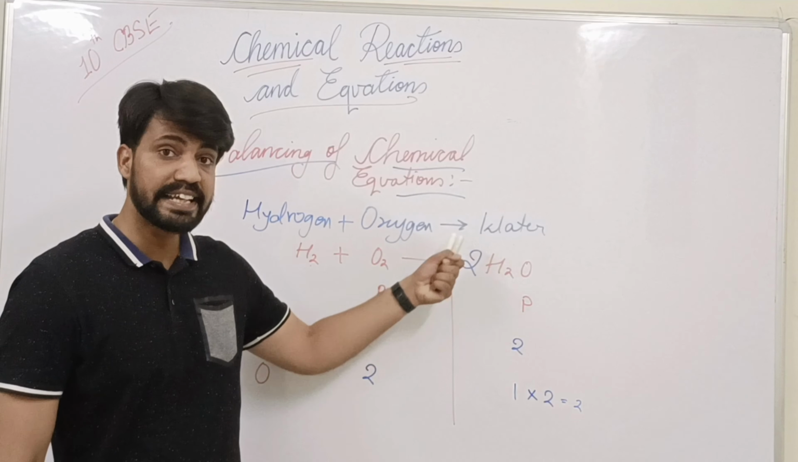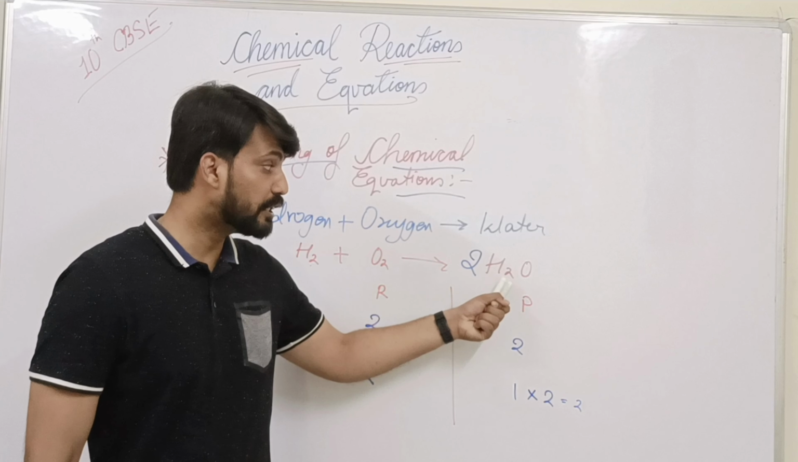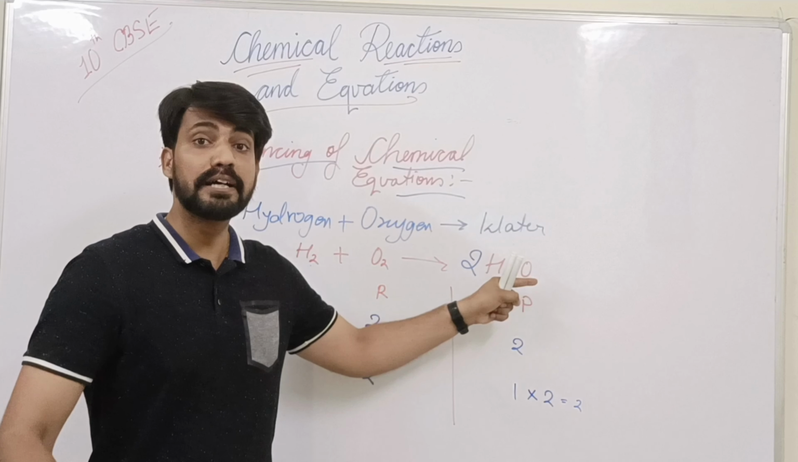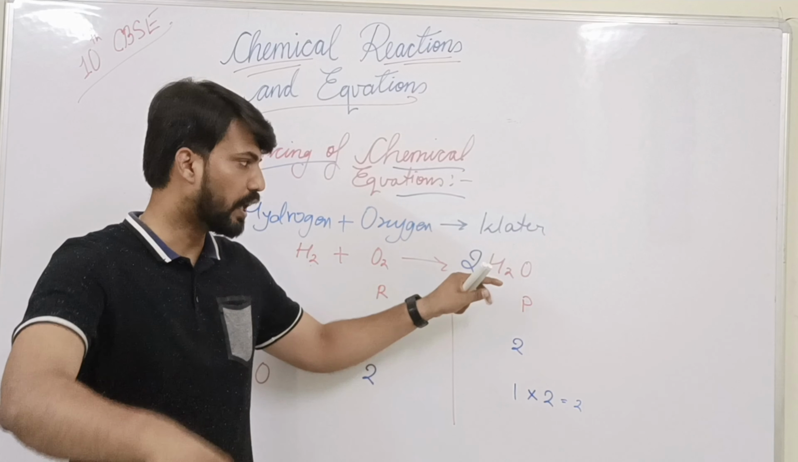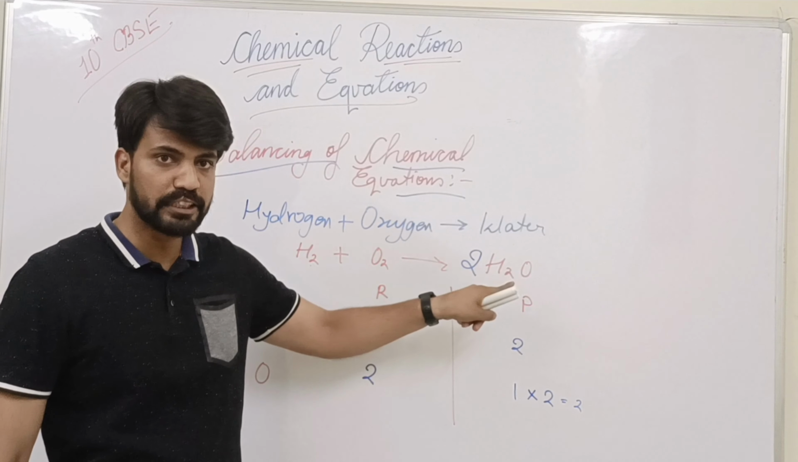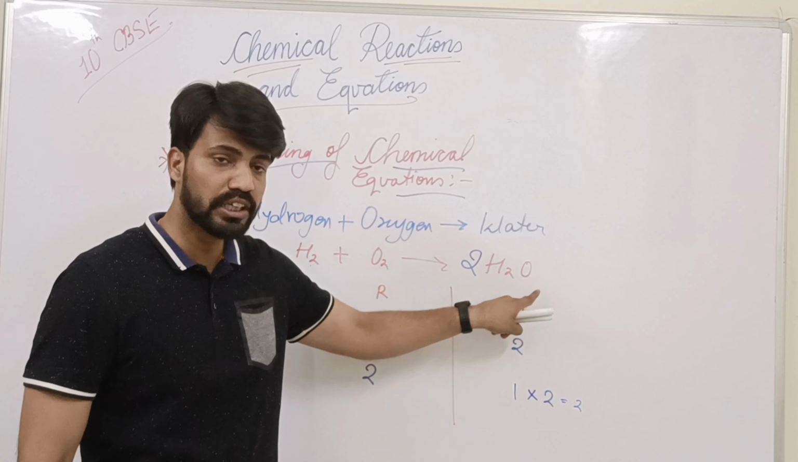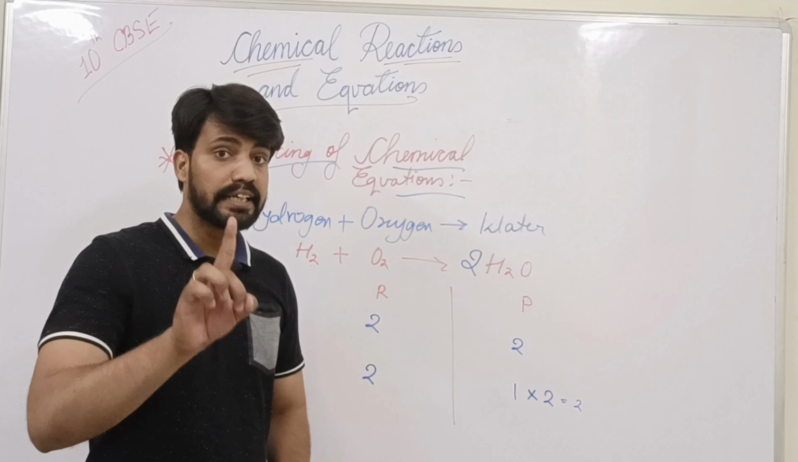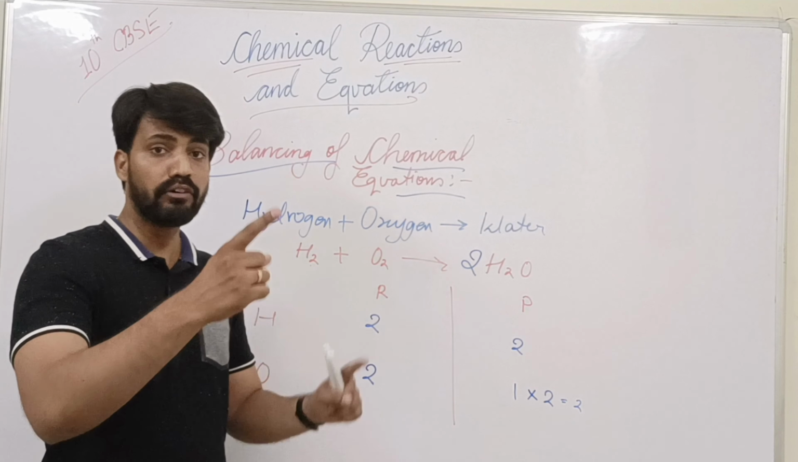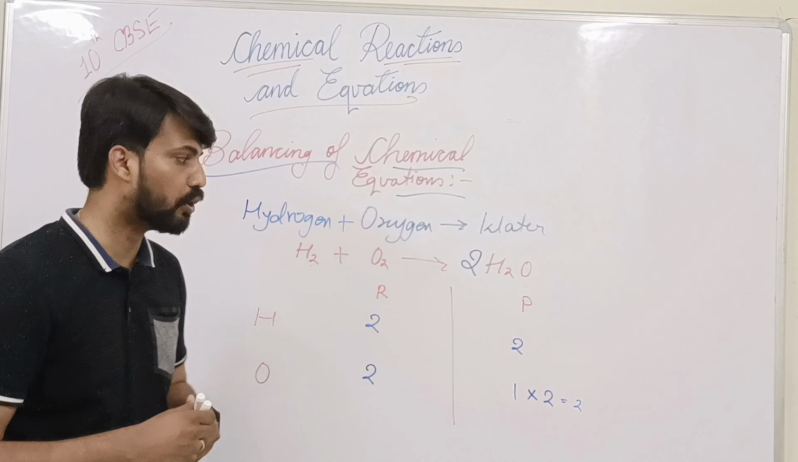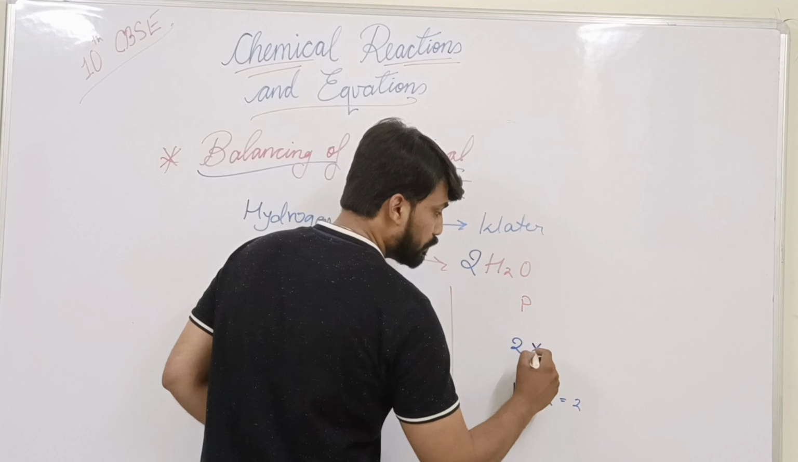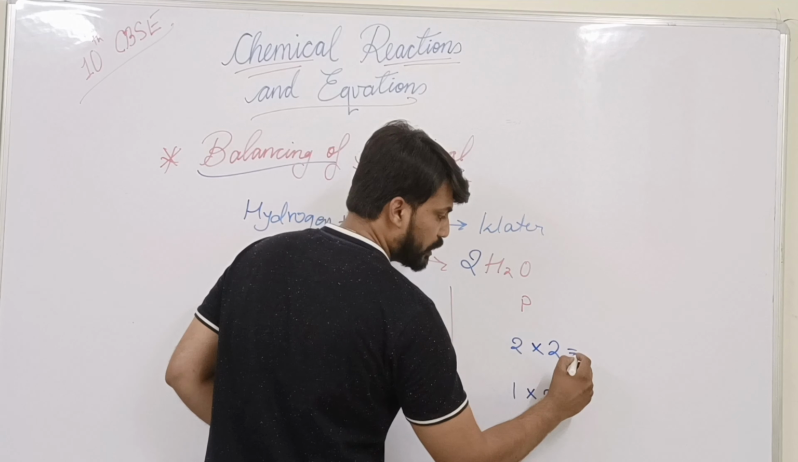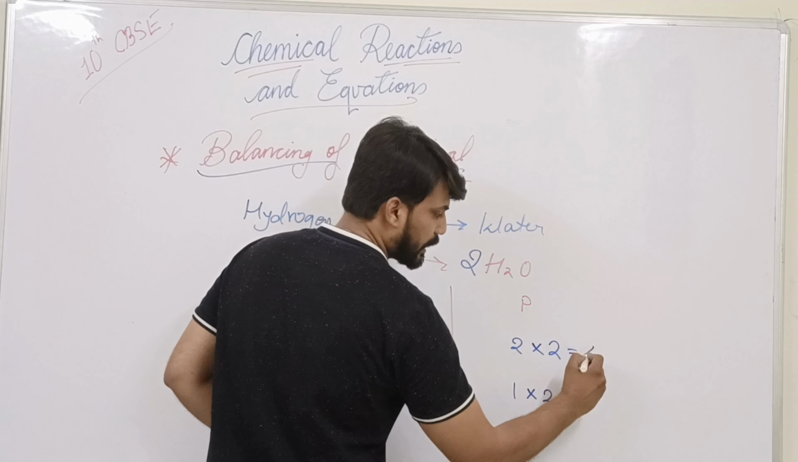Now one more important thing. 2 has been multiplied to this oxygen in the product side, but when I balance the reaction, this 2 is multiplied to both the elements present in that compound formula. So there are two elements present in this formula, hydrogen and oxygen. This 2 is not only multiplied with oxygen, it will be multiplied with hydrogen also. So here I need to multiply hydrogen also by 2, and we get 2 times 2, that is 4.